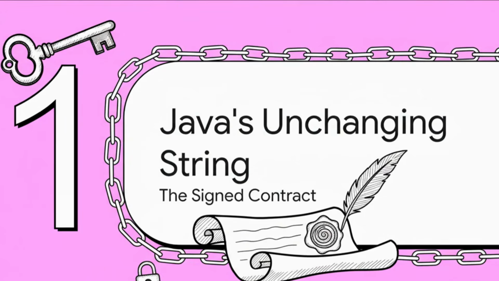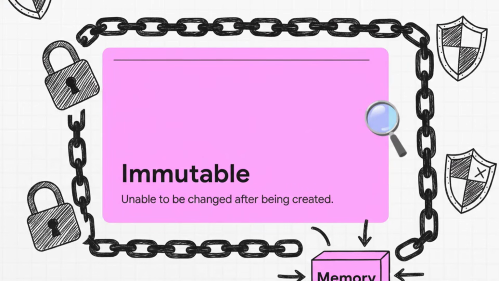To crack this little mystery, you first have to understand the fundamental nature of a Java string. See, it's not just a bunch of characters. You should think of it more like a signed contract. Once it's made, its terms are absolutely non-negotiable. And the key technical term here is immutable. It's a hugely important concept. It just means that once a string object is created in memory, its content, that actual sequence of characters, can never, ever be changed. Not by you, not by Java, not by anyone.